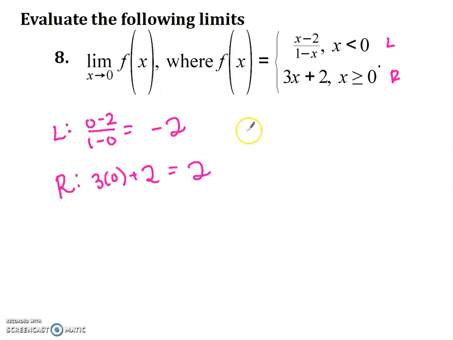Since I got different numbers, that means the limit at 0 does not exist.